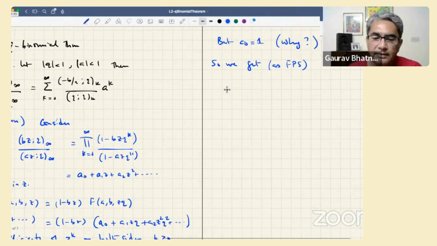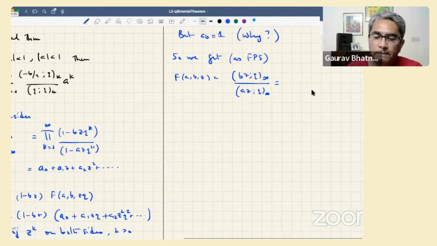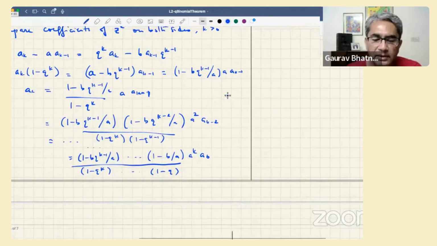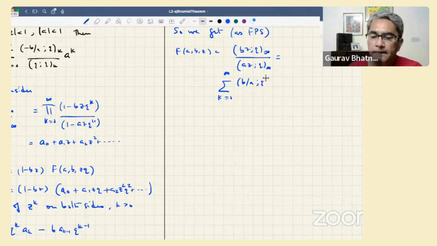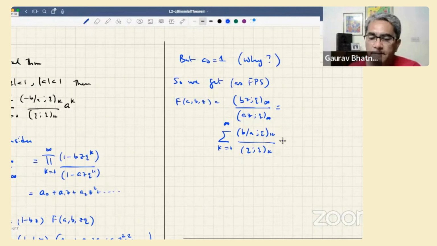F(a, b, z), which was (bz; q)∞ over (az; q)∞. That's equal to the summation k going from 0 to infinity. So the k-th term is this, which is (b/a; q)_k over (q; q)_k, and there's a raised to k and a z raised to k.